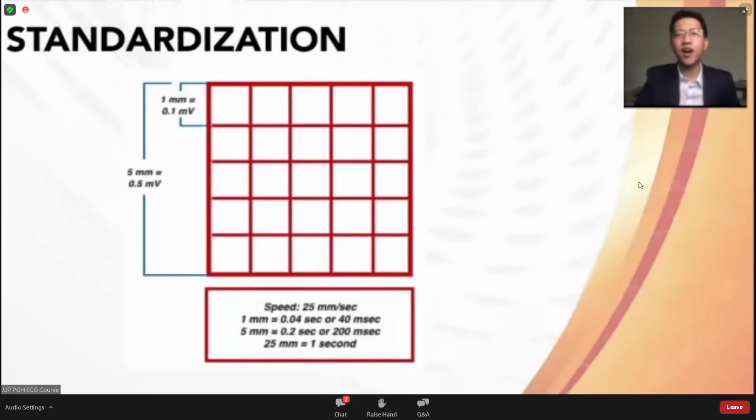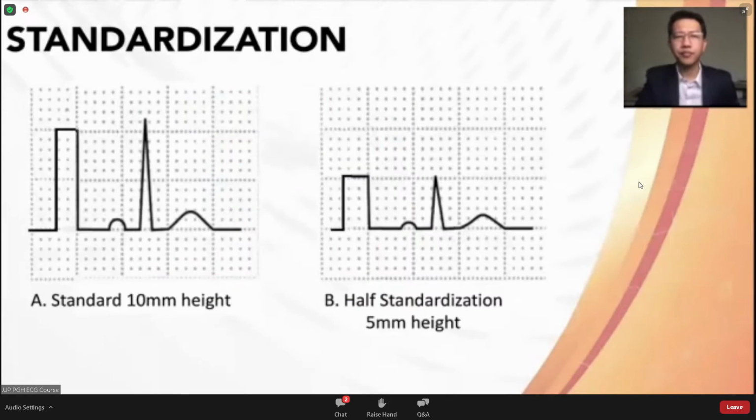And since we are discussing waveforms, we must emphasize that one of the very first steps to ECG interpretation is standardization. You look for the standardization tower, which should be roughly 10 millimeters in height. It tells us if the waveform is printed with its true amplitude or if it is half standard and underestimated.